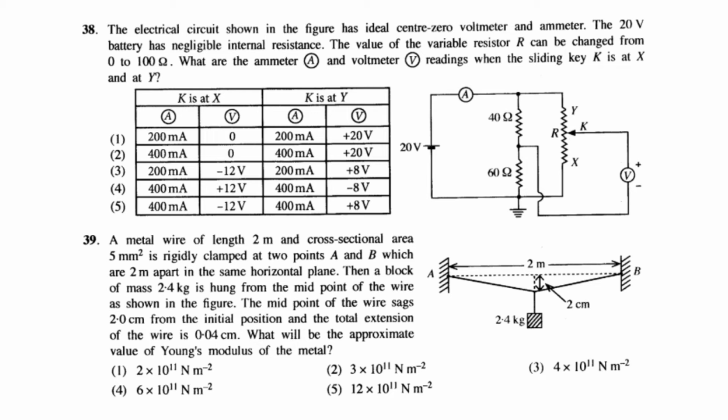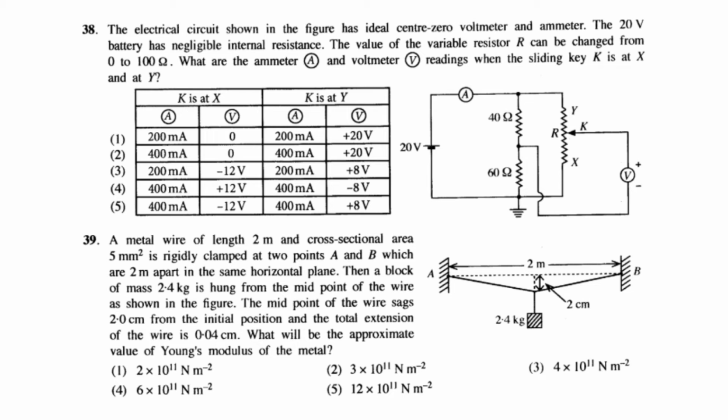For the convenience to explain, we mark the junction between 40 ohm and 60 ohm as P and the junction below 60 ohm as Q. The horizontal branch passing through Q has zero potential because that part is earthed. Now we'll check for the potential differences across 40 ohm and 60 ohm resistors.